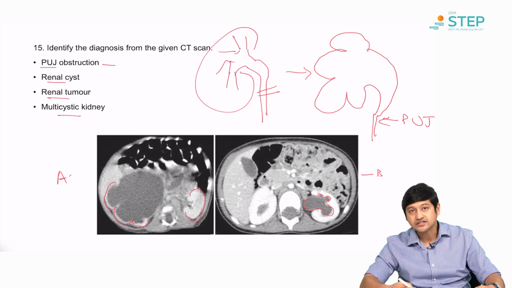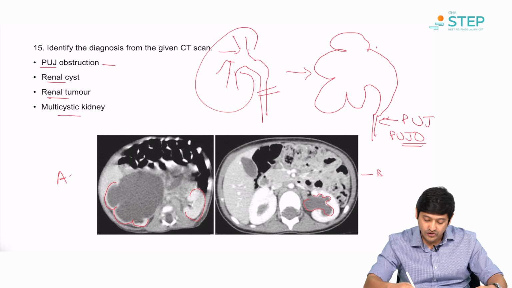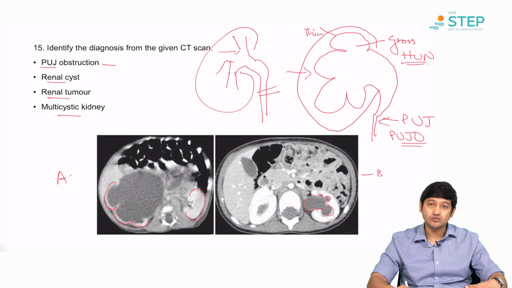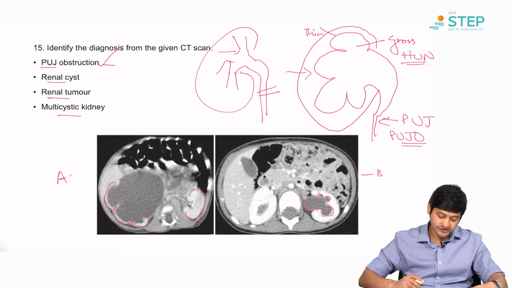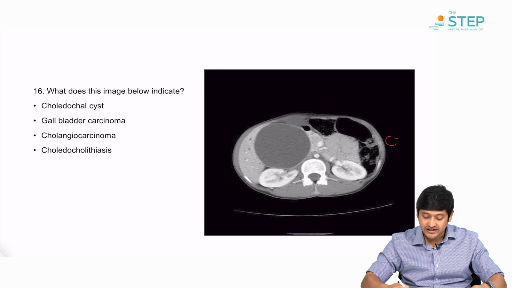So when there is an obstruction at the pelviureteric junction, you have a PUJ-O. That's a pelviureteric junction obstruction, and your kidney becomes enlarged. The parenchyma becomes thinned out, and there is a grossly dilated collecting system. So there is gross hydronephrosis. That's what you're looking at in a PUJ obstruction. The image given to you is a CT image of the abdomen in the axial plane and with contrast.